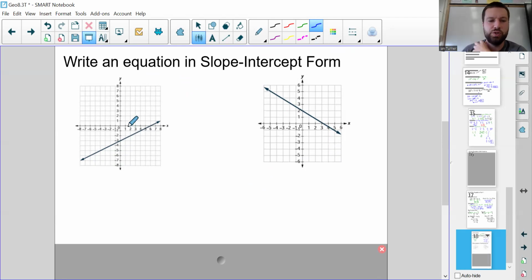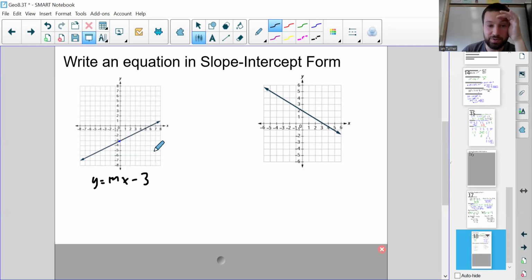The first one would just be, here's our y-intercept, okay, on this first one. So we know that it's going to be at least y equals mx. And then negative 3 is our y-intercept. So it's going to be y equals mx minus 3, okay? So you could start there.